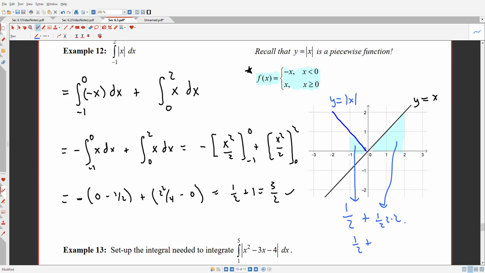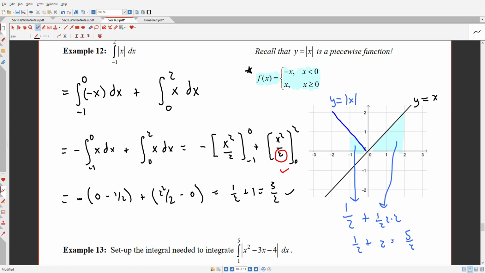Oh, did I make a mistake? I got 1/2 plus 2, so maybe I made a mistake somewhere. I got 5/2. Let's see where I made a mistake before. Oh, I see where I made a mistake. Sorry, guys. Over here, I'll circle it. Over here, this is x squared over 2. That's correct. But then I wrote it as over 4. That's where it's wrong. So this needed to be over 2. Sorry about that.